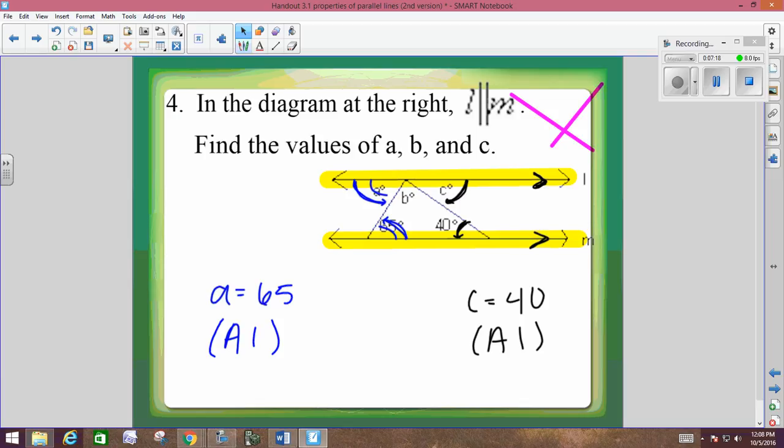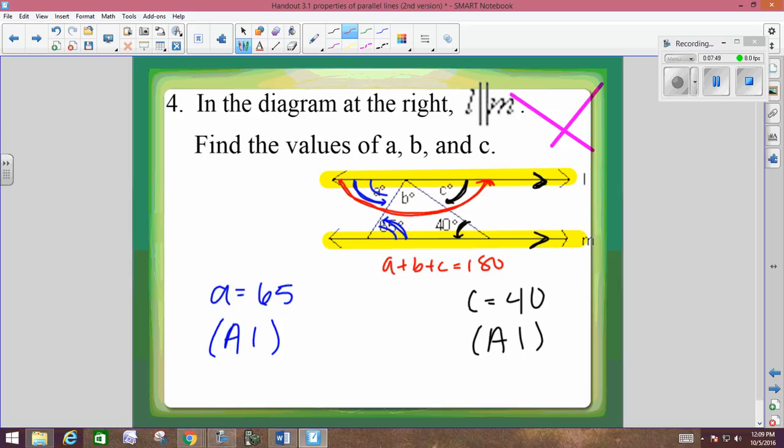Yes, sir? Why? How'd you get that? Like why 180? Good. A, B, and C, all 3 of them together make that straight line. I start on the yellow line, and then when I connect them all, I come back to the yellow line. So I know that A plus B plus C have to, yep, equal 180. So 65 and 40 is what?